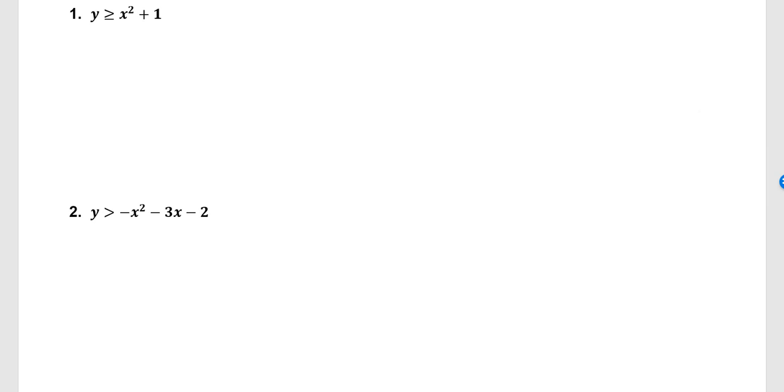Okay, so we want to graph the following quadratic inequality: y is greater than or equal to x squared plus 1. So let's first graph y equals x squared plus 1, right? So this is our coordinate plane. It doesn't look the greatest. Let's try it again, right?